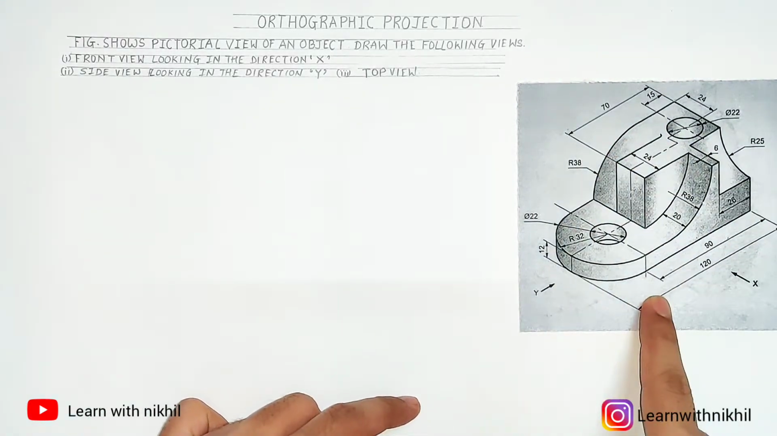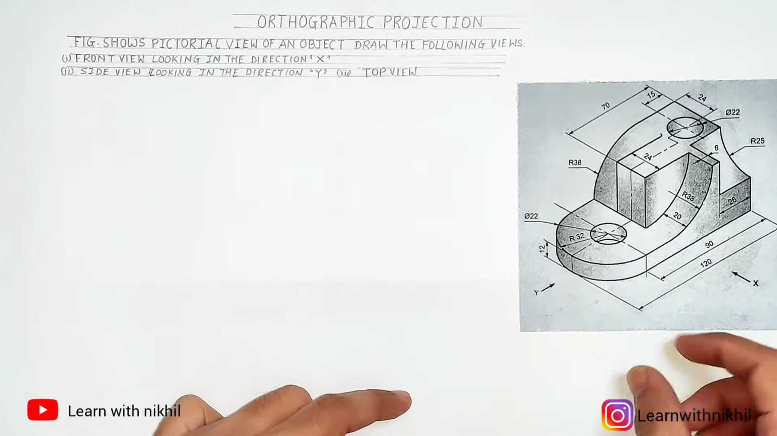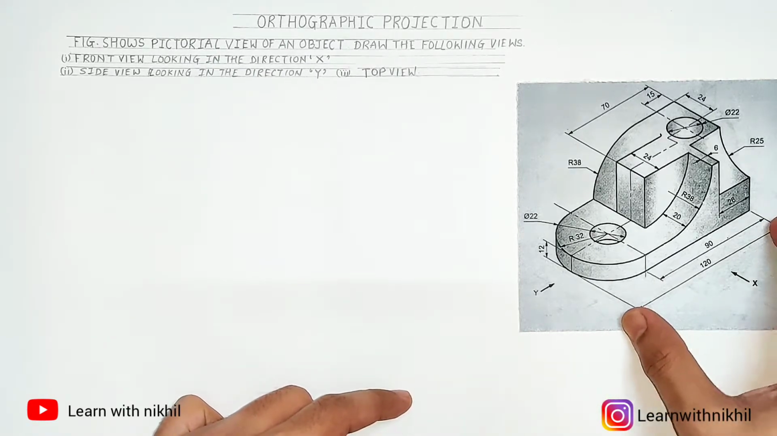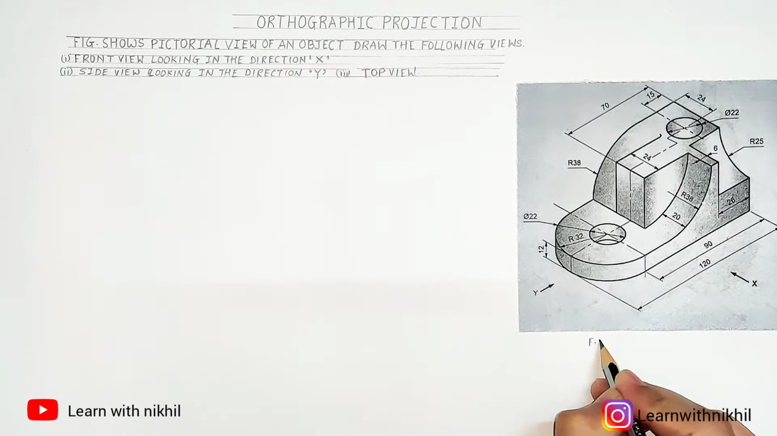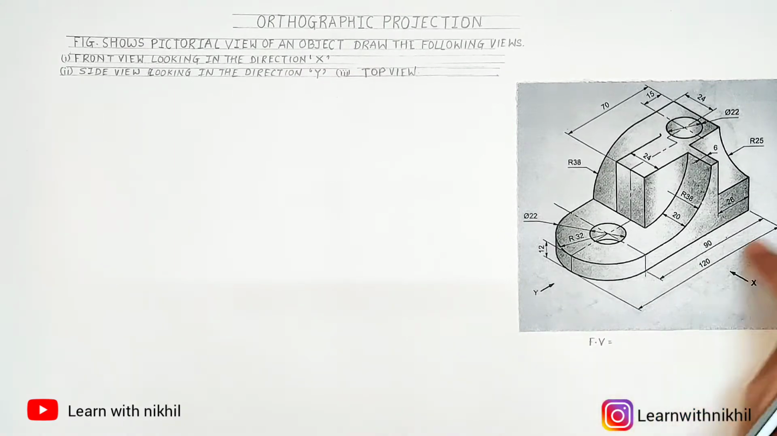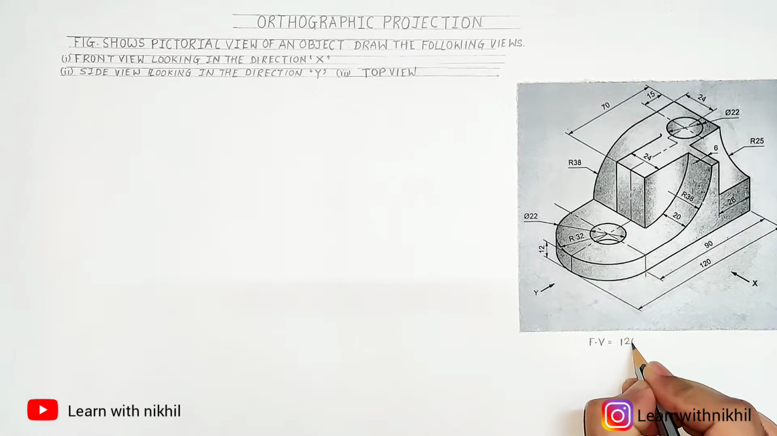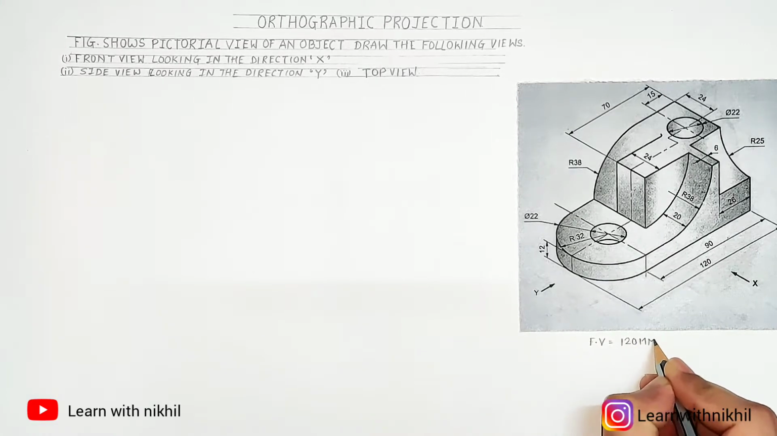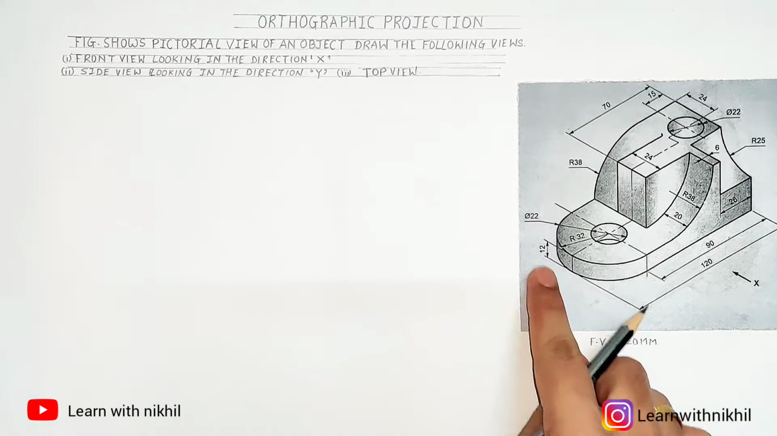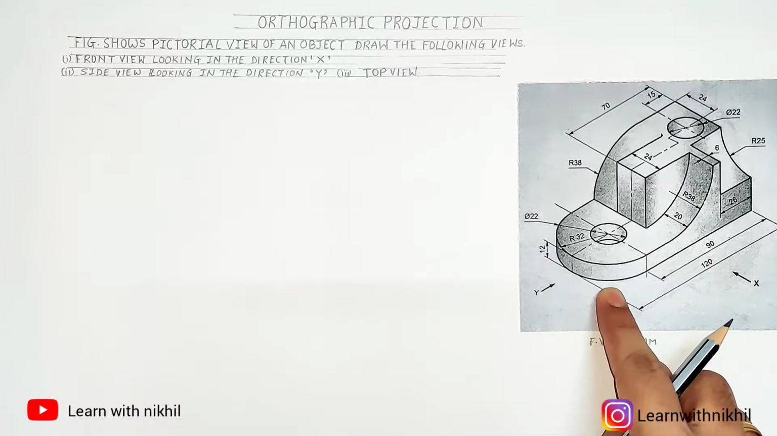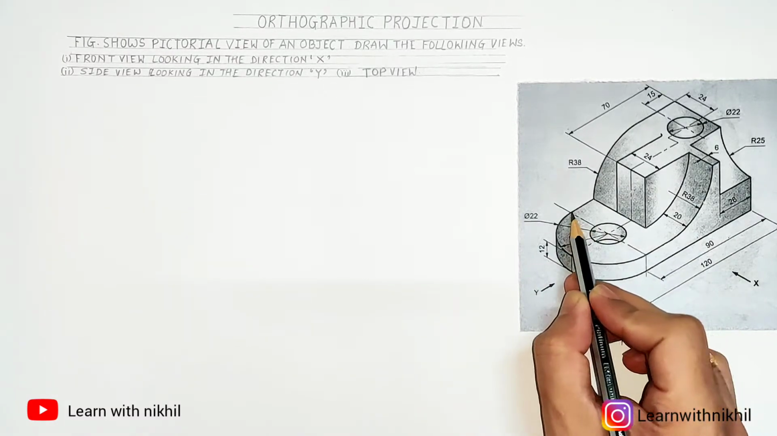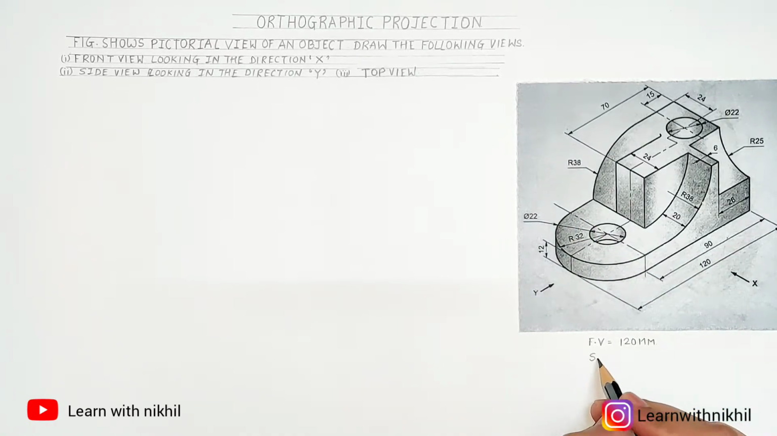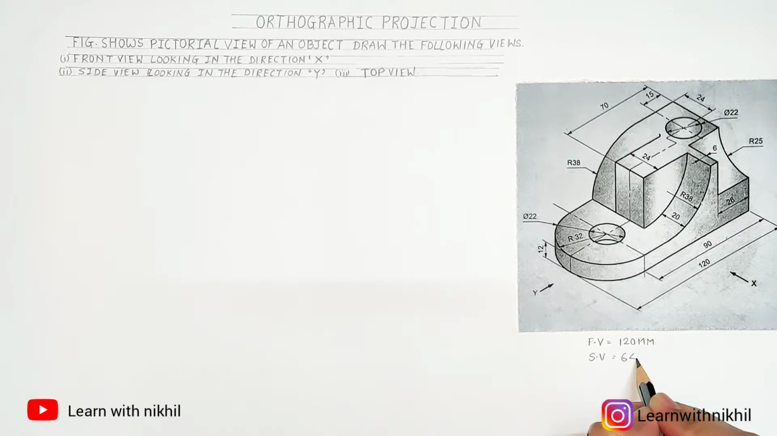Now as you know, before drawing the views, first you have to find out how much space is required to draw the figure. For front view, it is given 120 millimeters. So total distance of front view is 120 millimeter. Now side view is nothing but the diameter of this semicircle. Radius given is 32. So the diameter will be 64.